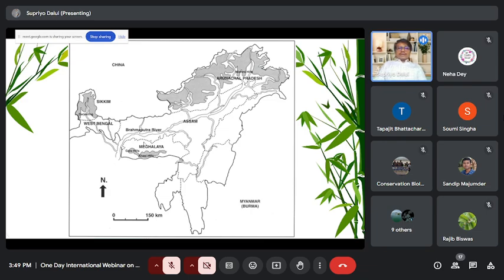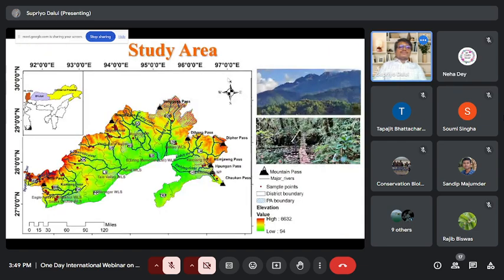So I have worked in both Sikkim and Arunachal Pradesh, trying to understand the genetic component of red panda and to suggest mitigation for the different kinds of problems they are facing. But here I am going to discuss the results from Arunachal Pradesh, where I worked.